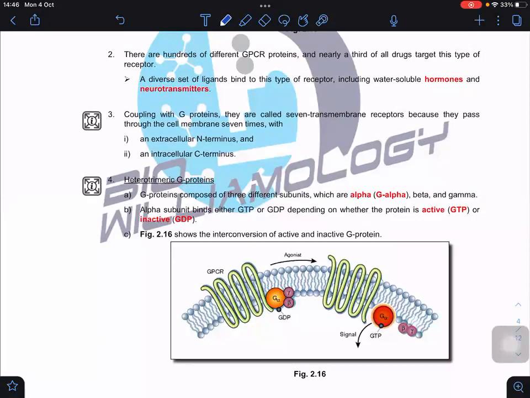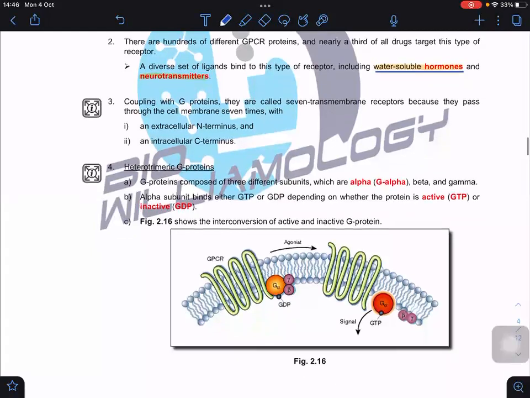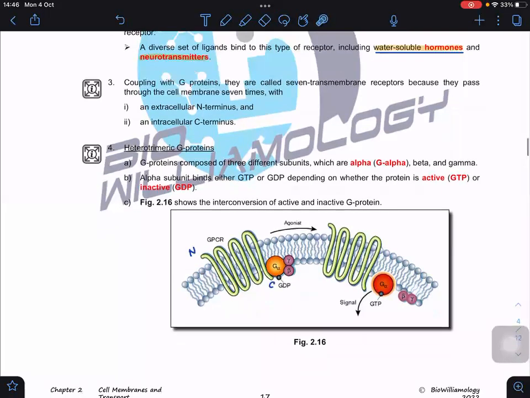A diverse range of ligands bind to this receptor, including water-soluble hormones and neurotransmitters. So our focus today will be water-soluble hormones. Coupling with G protein, they are called 7 transmembrane receptors because they pass through the cell membrane 7 times: 1, 2, 3, 4, 5, 6, 7. They have an extracellular N-terminus, which means the starting point, and an intracellular C-terminus. Are you clear? This C-terminus will join to the G protein.